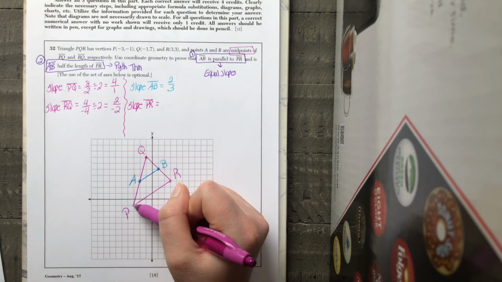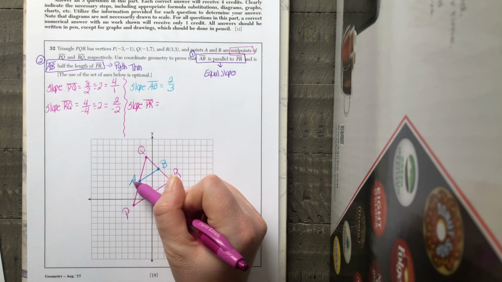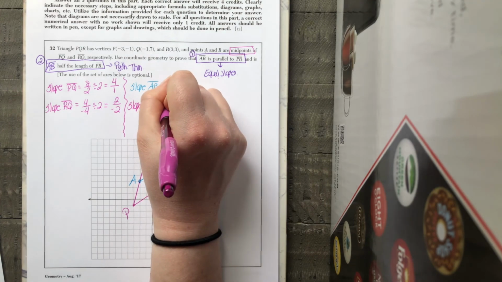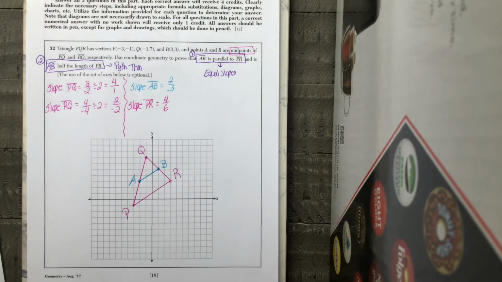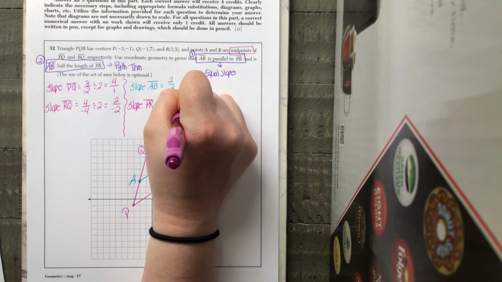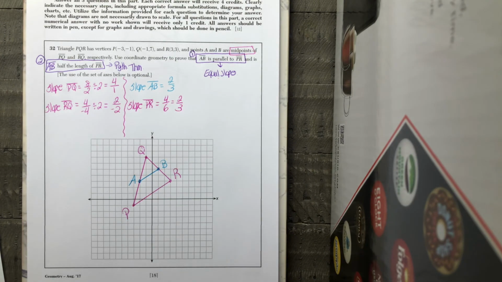Now I'm going to find the slope of PR and hope it's the same thing. So to get from P to R, I have to rise 1, 2, 3, 4, and then I have to run 6 to the right. So it was really 4 over 6. But don't forget, I can simplify that fraction and it becomes 2 over 3, which is exactly what I wanted.